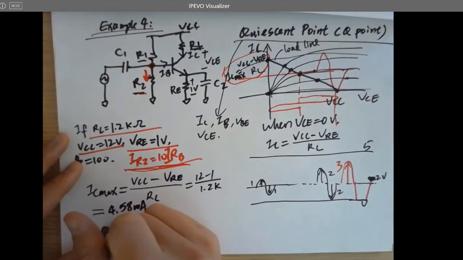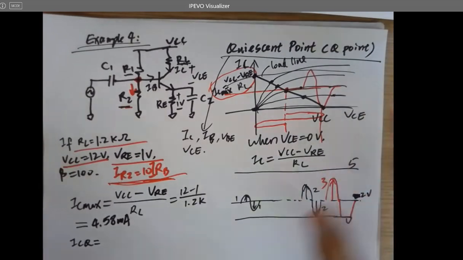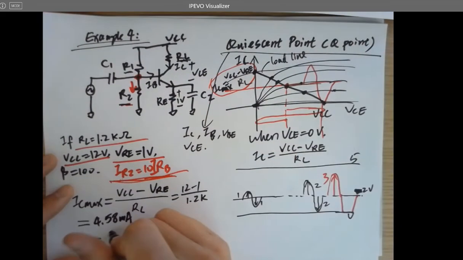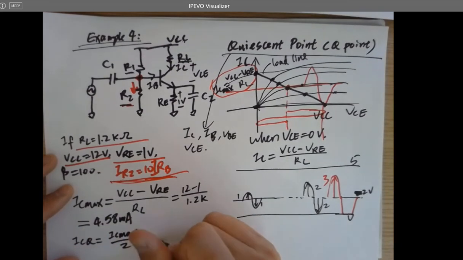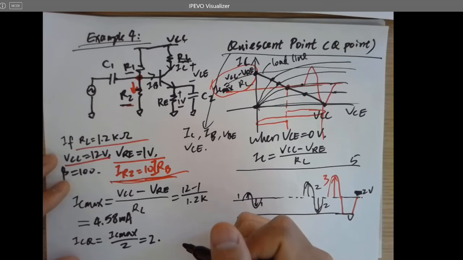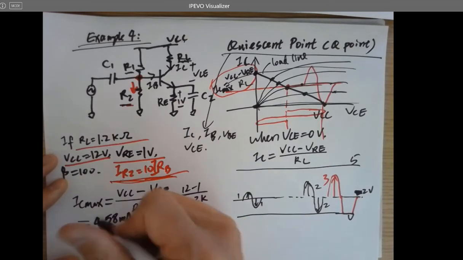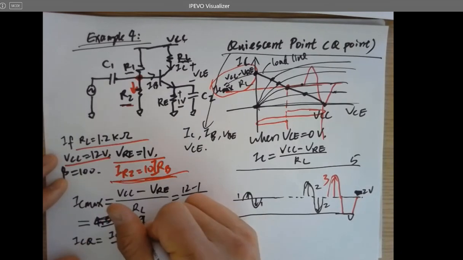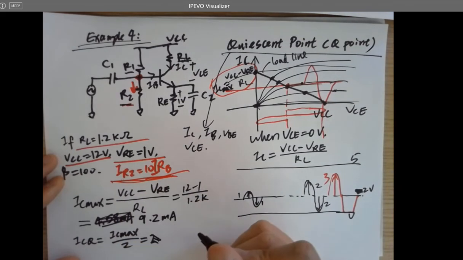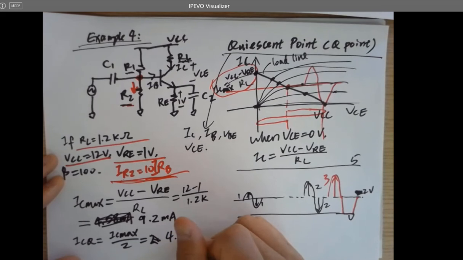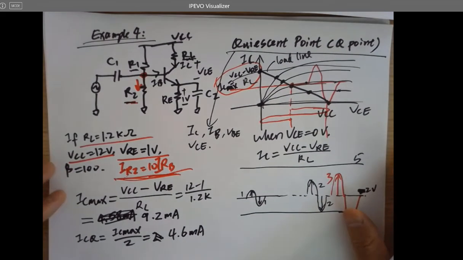So ICQ equals what? Nobody told you what ICQ is. What's the DC biasing point? You are designing it, right? So on a bias, ICQ is right in the middle. So ICQ equals IC max over 2, which is 2. Oh, this is wrong. Sorry, this should be 9.2 milliamp. And if you calculate this, you are getting 4.6 milliamp. That's ICQ.